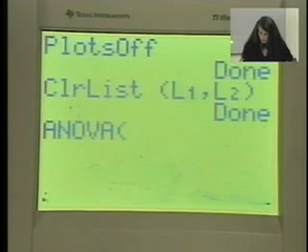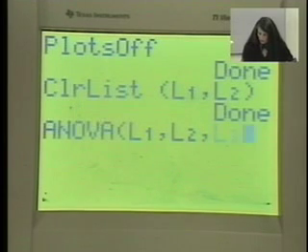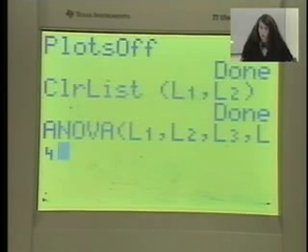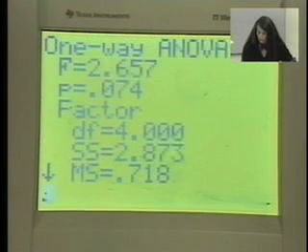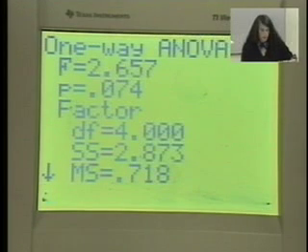So we have to enter second L1, comma, second L2, comma, second L3, comma, second L4, that's above the L1, it's actually above the 4 key, and a comma, second L5. And then we close it with a right parentheses, all right? And we hit enter.